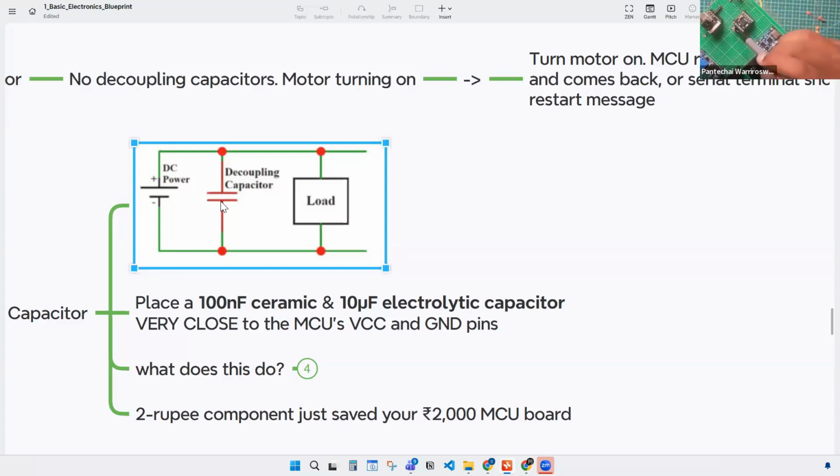So instead of giving the power supply directly to the load, here we have the switch and fuse. Whenever I turn on the switch, it gets the power supply here. Instead of directly connecting the power supply to this load or this driver, in between we made parallel connections of decoupling capacitors.